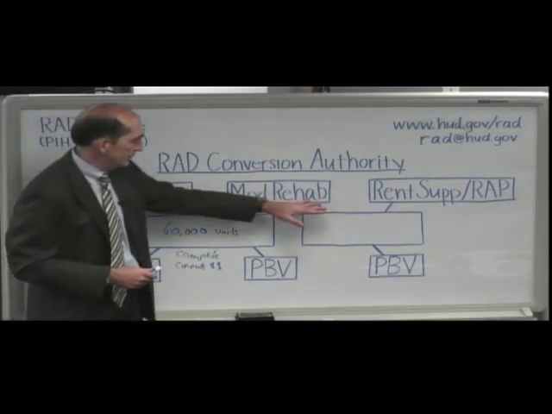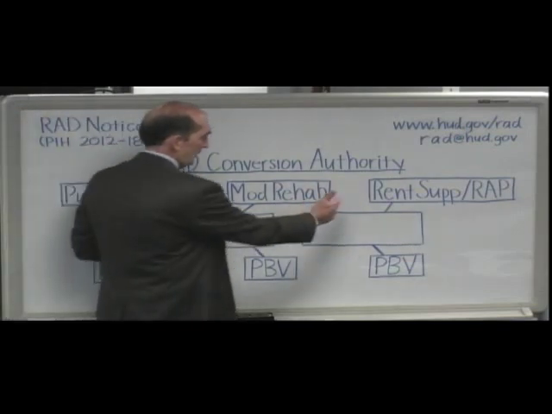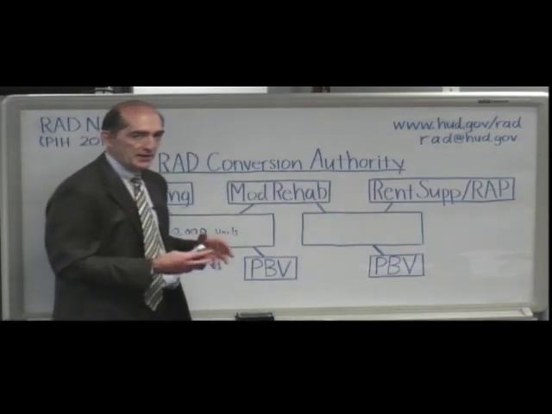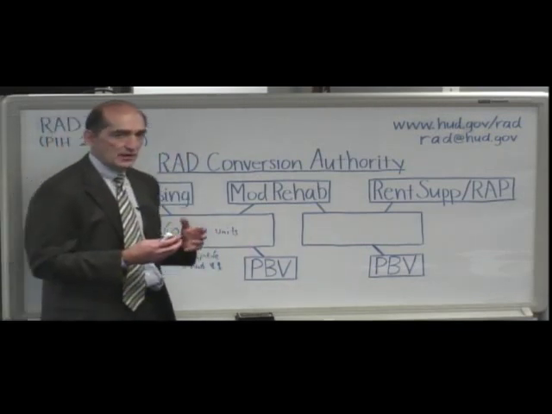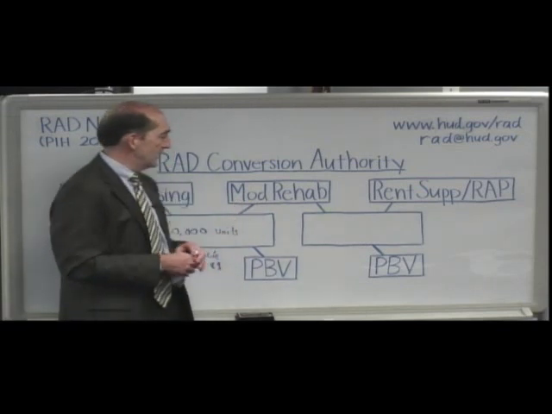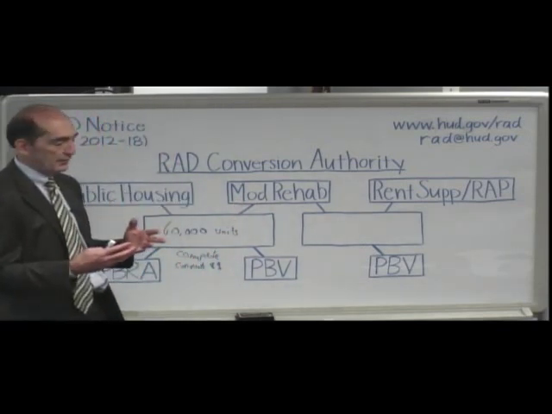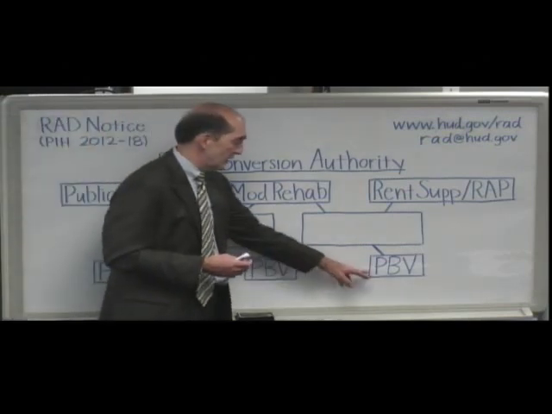The other alternative for Mod Rehab, or the second component of the demonstration, which is also true for Rent Sup and Wrap, is that the owner can take, at contract expiration or termination, the tenant protection vouchers, or what we call TPVs, that would normally be issued to the eligible residents of that property, and they could convert it to project-based vouchers.